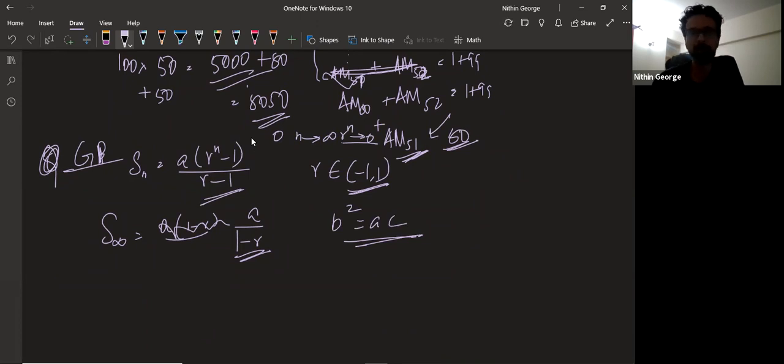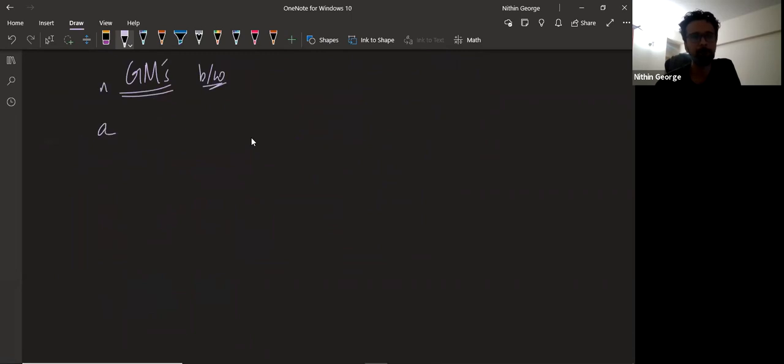You multiply and divide any GP by a constant, you will still get a GP. Okay, so these are the points. Then, if you're inserting n GMs between A and B, how will that look? There'll be A, there'll be B, then GM1, GM2, GM3, all the way up till GMN. Okay, so this will be a GP.